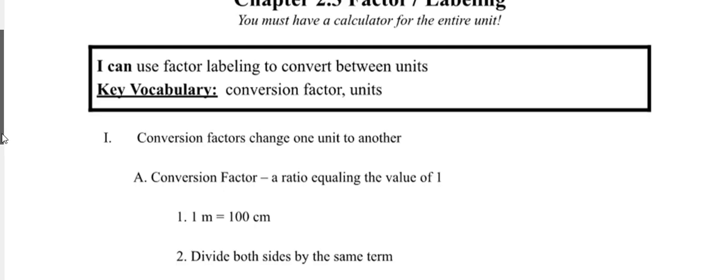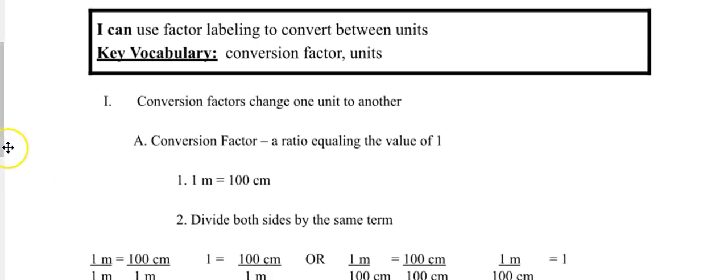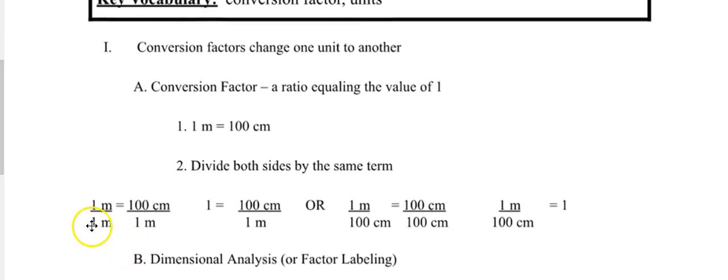So what if I divide both sides by the same terms? So what if I divide both sides by 1 meter? So what's 1 meter divided by 1 meter? It's 1. So 1 is equal to the ratio of 100 centimeters over 1 meter. Or what if I decide to divide both sides by 100 centimeters? All right, so here's my equality. I'm going to divide both sides by 100 centimeters. So now my right-hand fraction is equal to 1. So 1 meter divided by 100 centimeters is equal to 1.